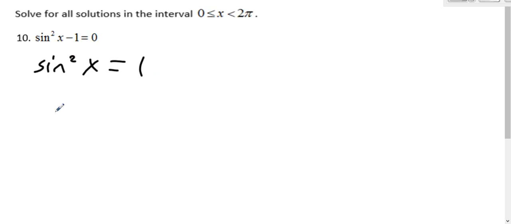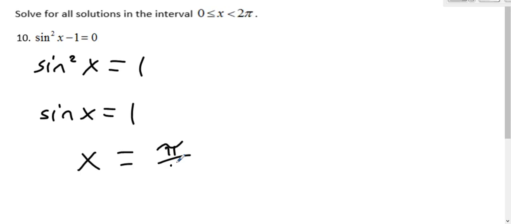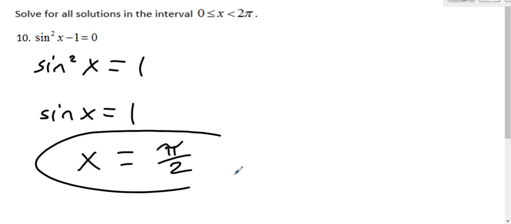Since that's sine squared, we need to square root both sides. So that means sine equals the square root of 1, which is 1. And sine equals 1 only at one place, and that is pi over 2. That's the only solution on the unit circle. Since it was a square root, we do need a plus minus. So it equals positive 1 at pi over 2. It equals negative 1 at 3 pi over 2.